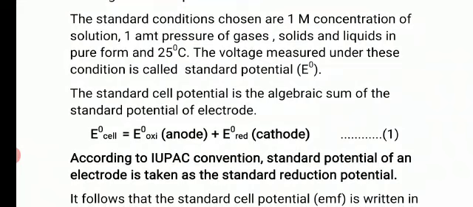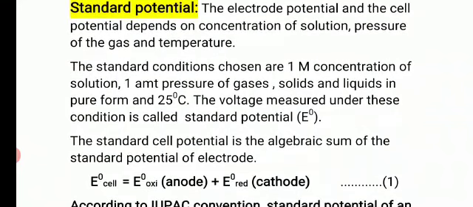So the standard cell potential is actually the algebraic sum of the standard potential of electrodes only. We already studied the electrode potential of anode and electrode potential of cathode. So you have to add the E naught of anode and E naught of cathode. See the equation first: E naught cell is equal to E naught oxidation, that is anode, plus E naught reduction, that is cathode. Add the standard electrode potential of anode and of cathode, and you will get E naught cell. Okay guys, so this is all about the standard potential.